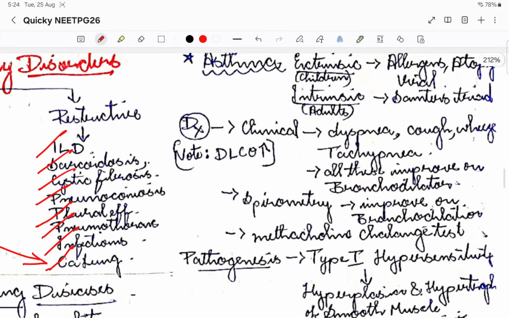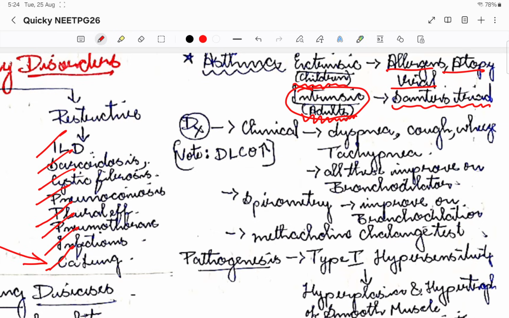Then moving on with obstructive lung disorders. The other disease is asthma. Asthma might happen because of extrinsic and intrinsic factors. Mostly extrinsic factors will be in children and intrinsic factors with adults. Extrinsic factors in children are allergens, atopy and viral infections, whereas intrinsic means, if it is an adult who has suddenly developed asthma, he might be having Samter's triad. Remember, right? Samter's triad: aspirin, polyp, and asthma.